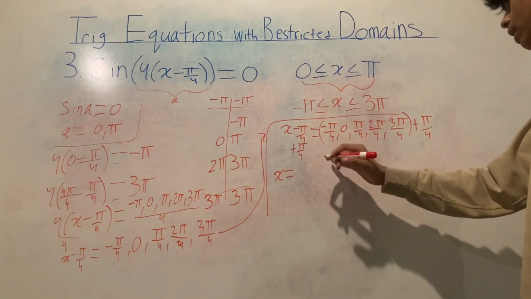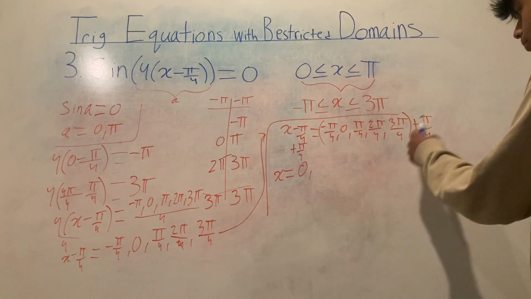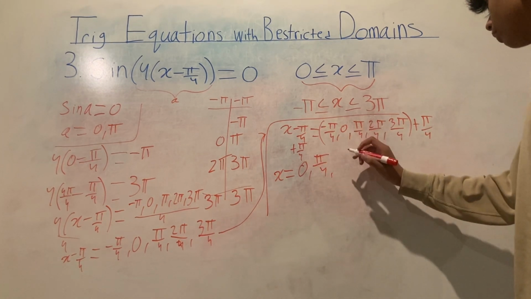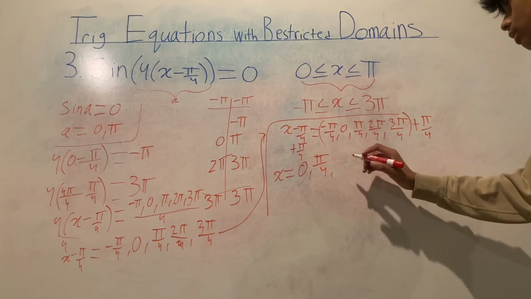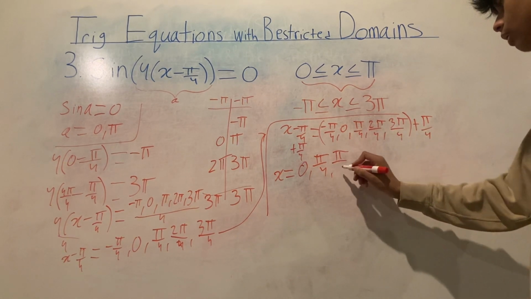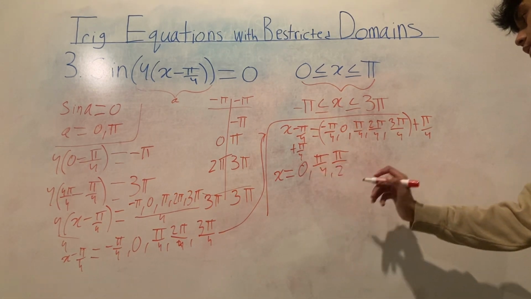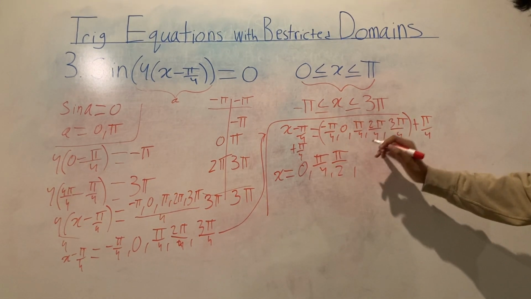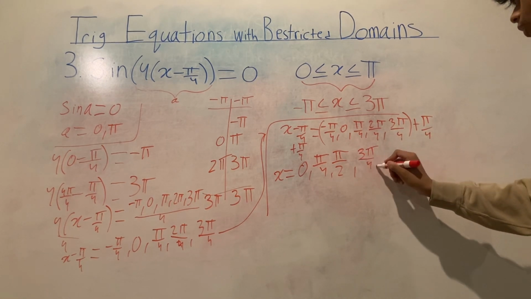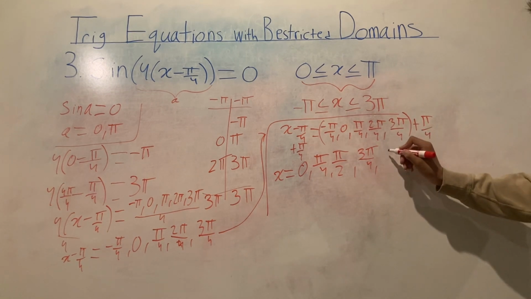Now negative pi over 4 plus pi over 4 is 0. And 0 plus pi over 4 is pi over 4. Pi over 4 plus pi over 4 is 2 pi over 4, and that's the same thing as pi over 2. Now we can simplify and make the smallest denominator because we're not changing anything else. And 2 pi over 4 plus pi over 4 is 3 pi over 4. And last one, 3 pi over 4 plus pi over 4 is just pi.